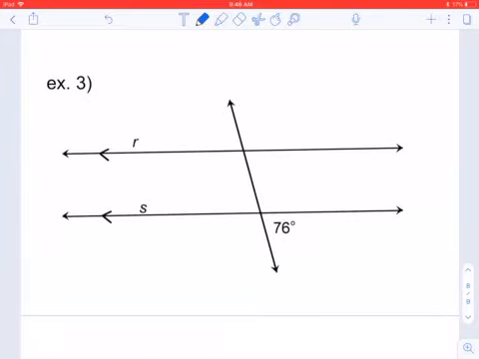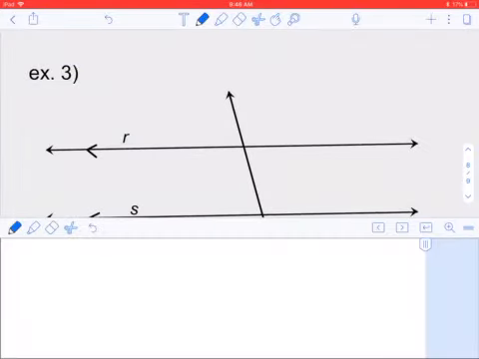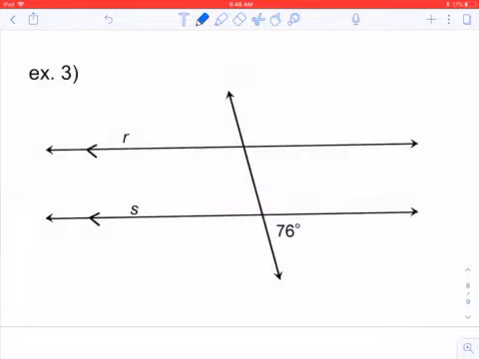And last one, if this is 76 degrees, I'm going to go for the vertical angle, which is here. That's 76 degrees. If this bottom right one that was already filled in is 76, then this angle corresponds to it. This is 76 degrees. This angle right here is vertical to this one. So this is 76 degrees.